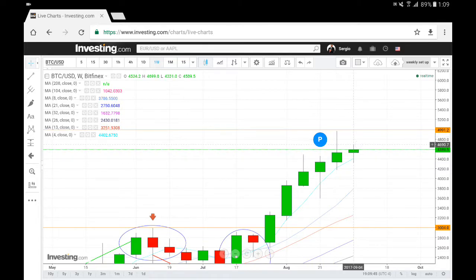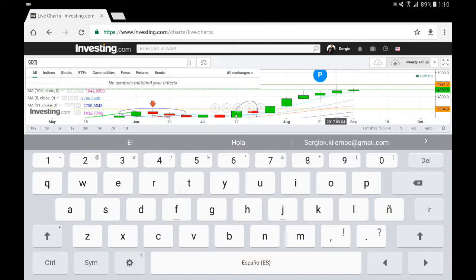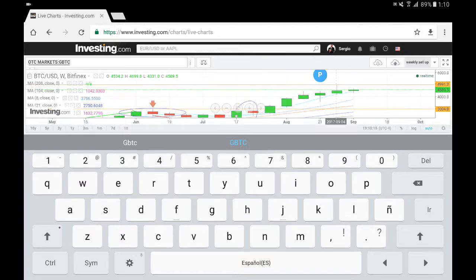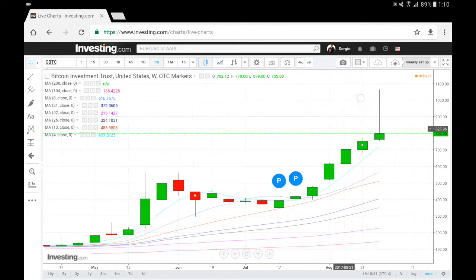So Bitcoin remains strong above the 4 weeks moving average, and Bitcoin is going back towards the $5,000. Okay, so that's it. Bitcoin for me is going higher, back to the $5,000. Okay, next let's have a look at the GBTC over here. GBTC. Okay, and GBTC is also doing great, but take a look at that.